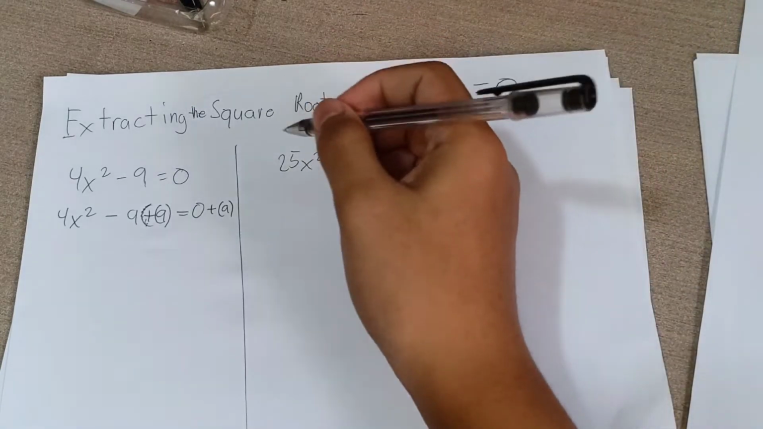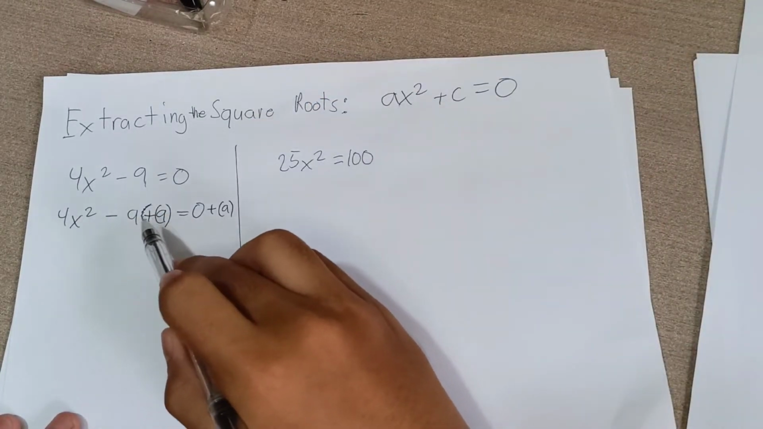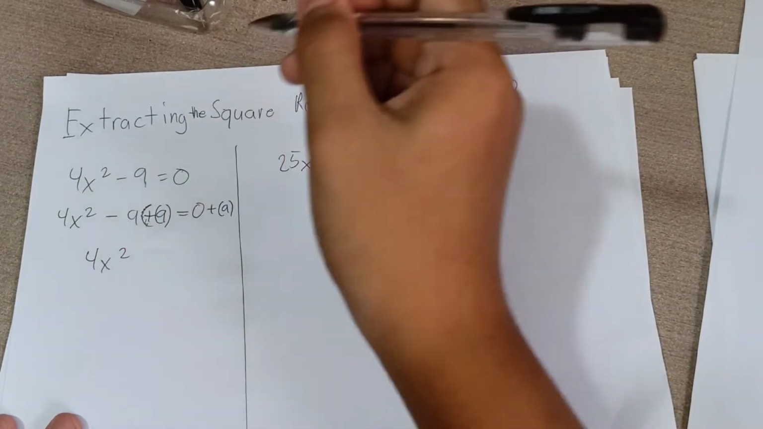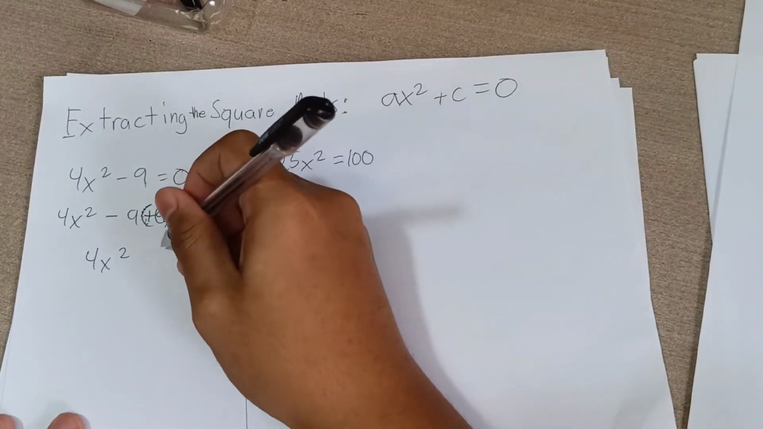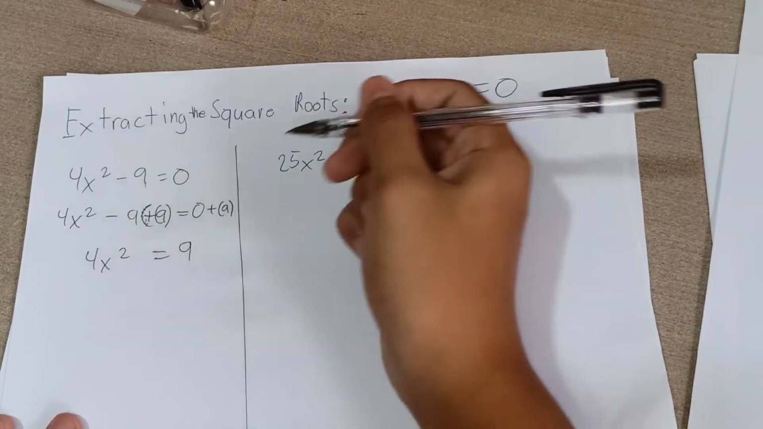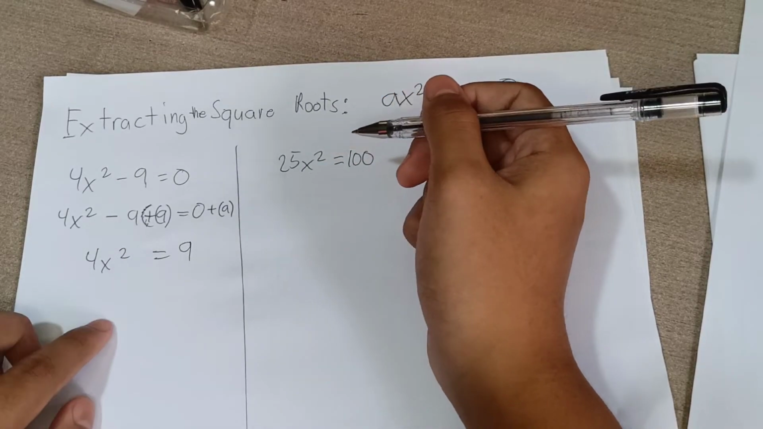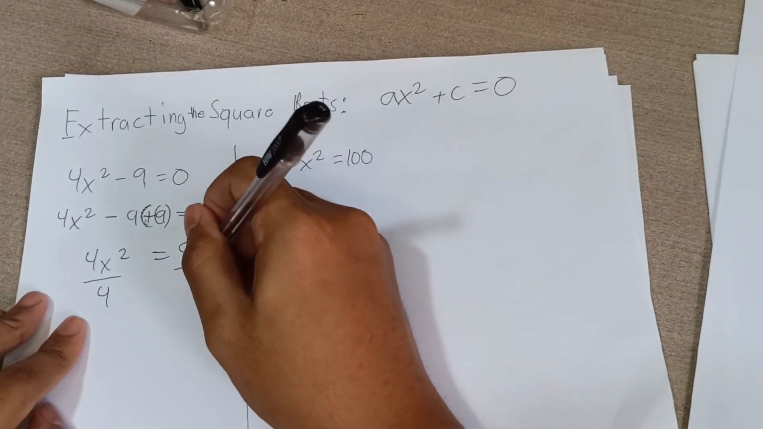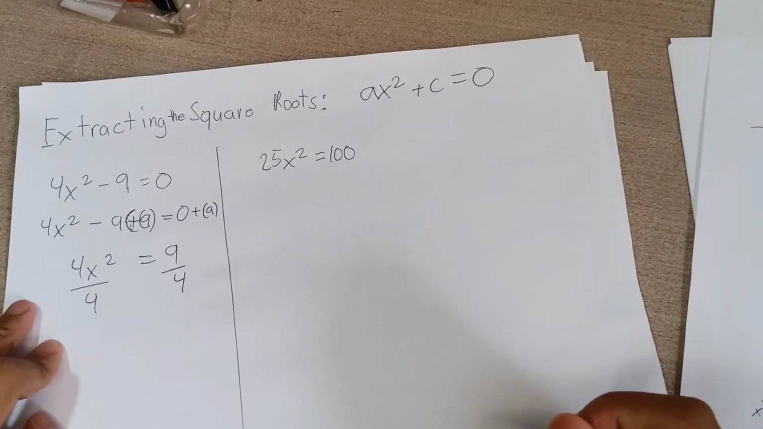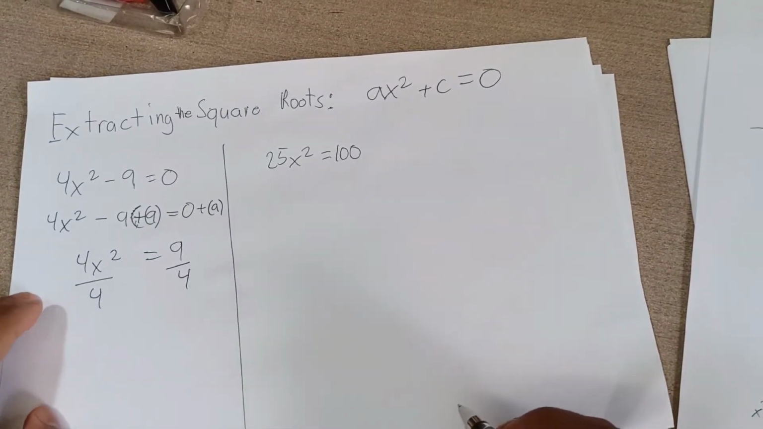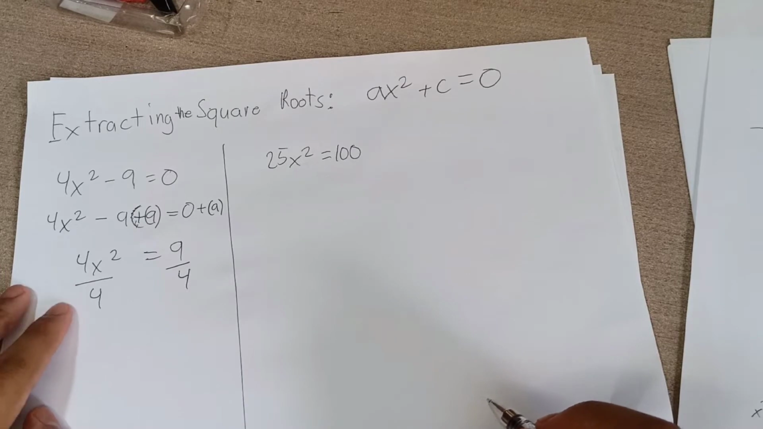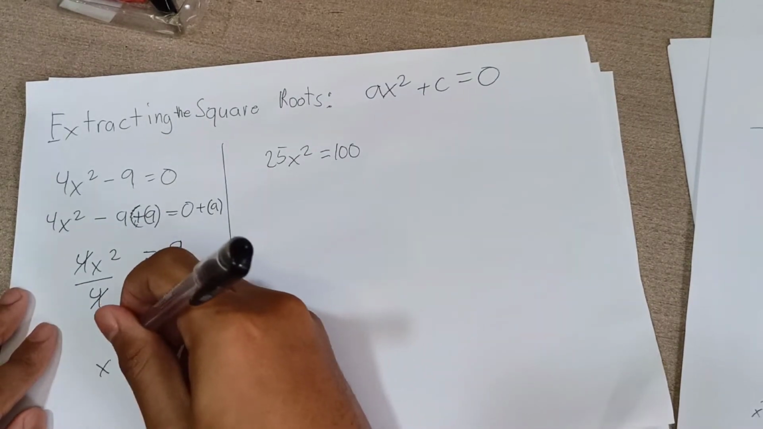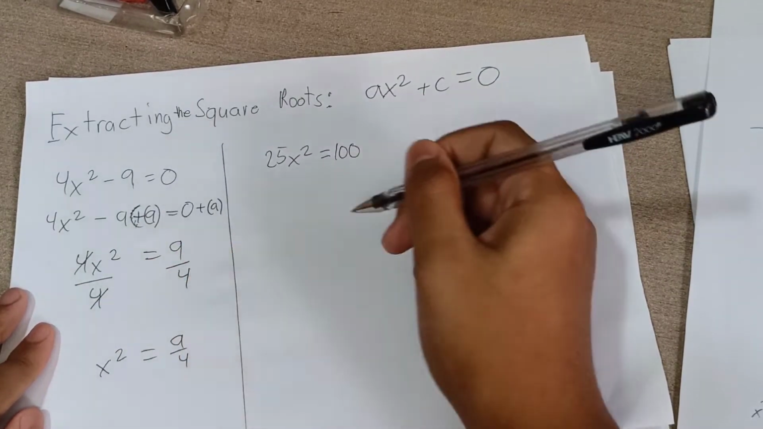So, if we add 9 to both sides, the negative 9 will disappear because we added positive 9. Then our equation now is 4x squared is equal to 9. And to isolate x squared, we need to divide both sides by 4. Because we divided by 4, the coefficient on the x squared will be removed, so it is cancelled. X squared is now 9 over 4.